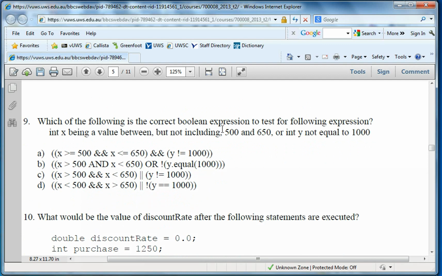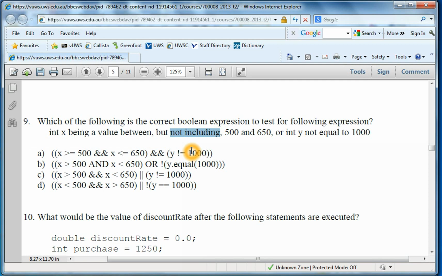Which of the following is the correct Boolean expression to test the following expression? Okay, test for the following expression. We need to check the value must be between 500 and 650, but not including. So notice straight away, when you see "not including", you automatically know it cannot have the equal sign, so we get rid of that.